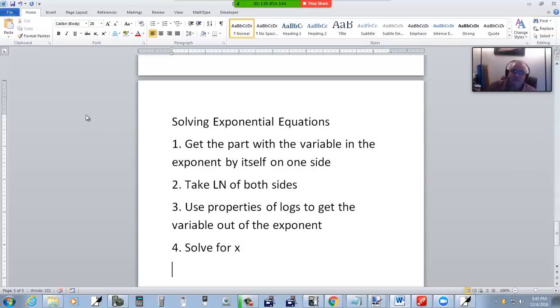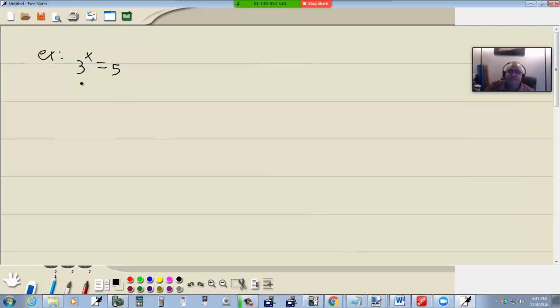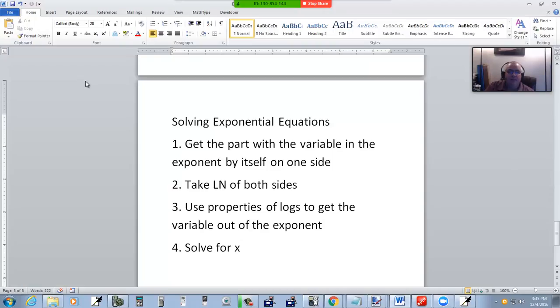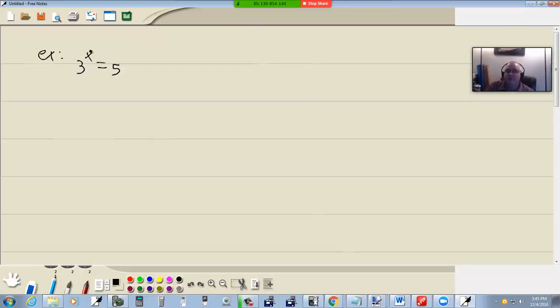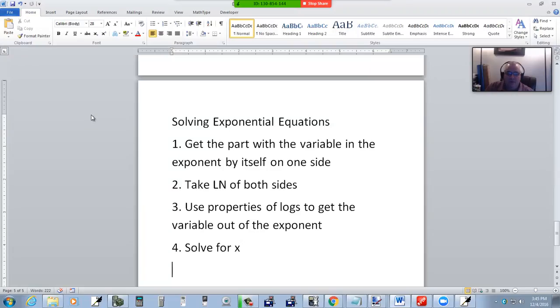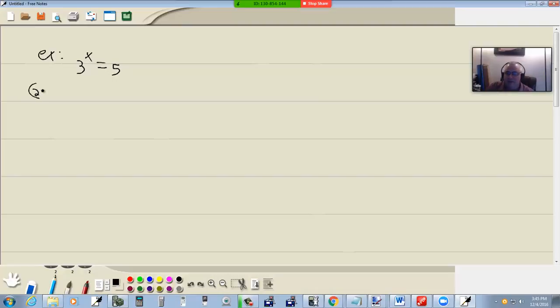Okay, so step 1. Get the part with the variable in the exponent by itself on one side. This is the part with the variable in the exponent, and it's by itself. There's nothing in front of it, there's nothing after it. We just got 3 to a power. So we'll go to step 2, take natural log of both sides. So we got natural log of 3 to the x is equal to natural log of 5.